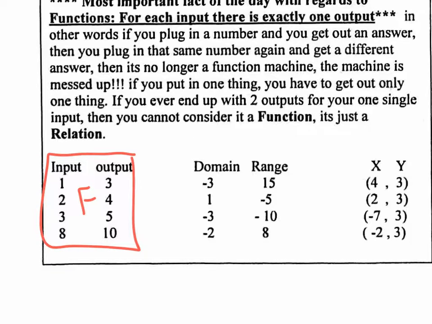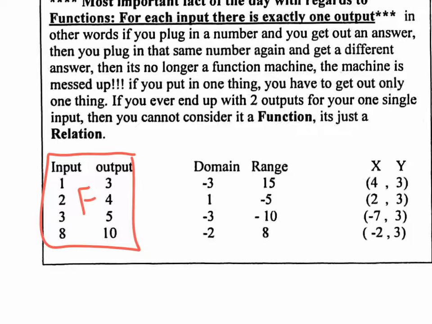Why? Because I never plug in the same number 2 times. I plugged in a 1, got out an answer. Plugged in a 2, got out an answer. I never plugged in another time, like there's no 1 here or 1 here or 1 there. So if I plugged in a 1 and got out a 3, and I plugged in a 1 again and I got out a 10, that's when you know the function machine's broken, and it cannot be called a function, it's just a relation. Okay?